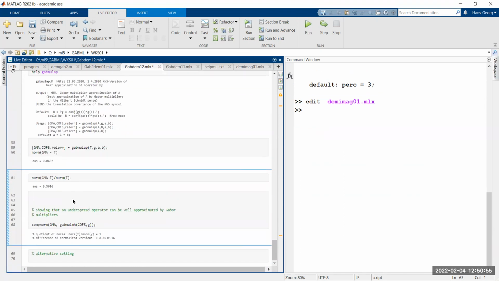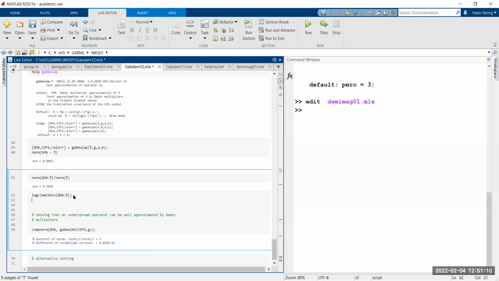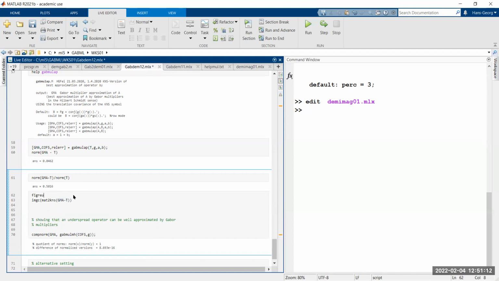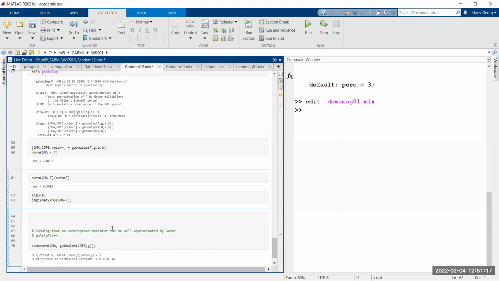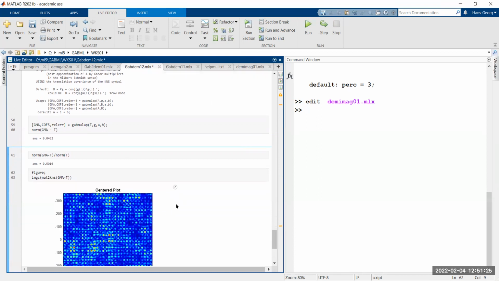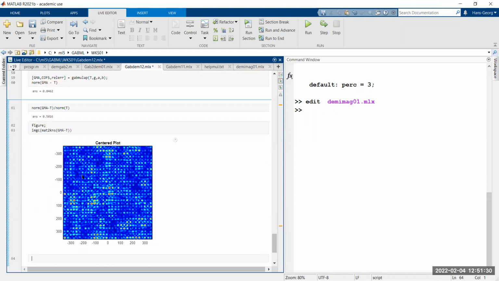But let's look at the Kohn-Nirenberg symbol. So what is the centered image? The Kohn-Nirenberg symbol: convert from matrix representation to Kohn-Nirenberg symbol, the difference, and we should start a new figure. And we will see where this error comes from. Okay, so it's actually quite significant.